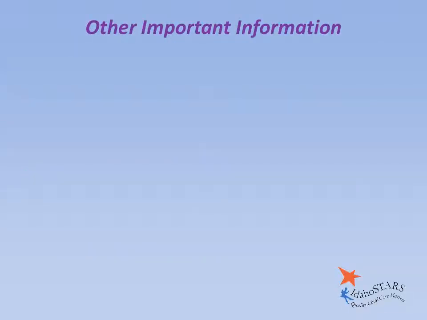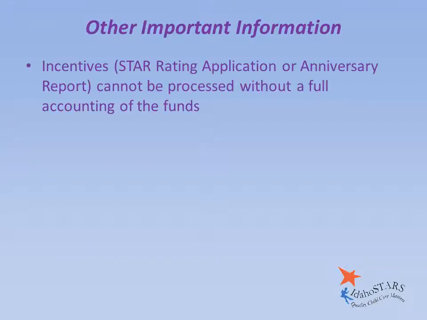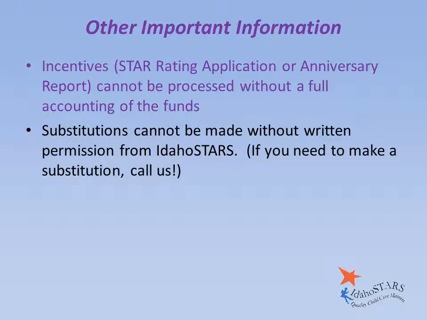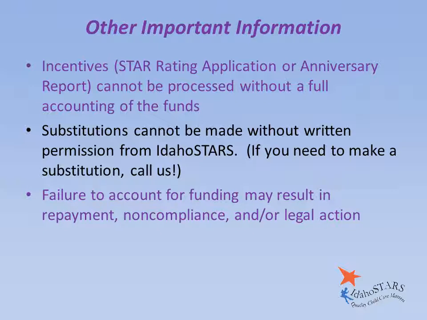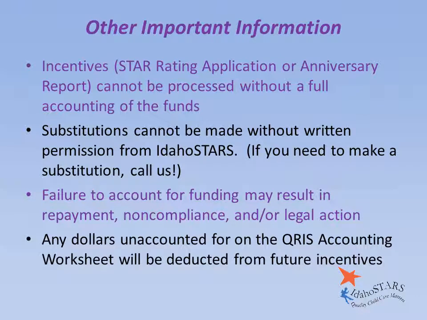Other important information to remember are that the incentives, the IdahoSTARS rating application or anniversary report, cannot be processed without a full accounting of the funds. Substitutions cannot be made without written permission from IdahoSTARS. If you need to make a substitution, call us. Failure to account for funding may result in repayment, noncompliance, and/or legal action. Any dollars unaccounted for on the QRIS accounting worksheet will be deducted from future incentives.